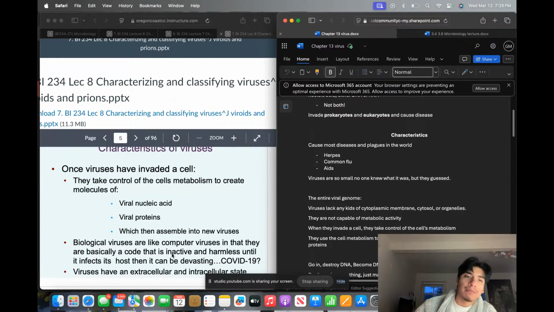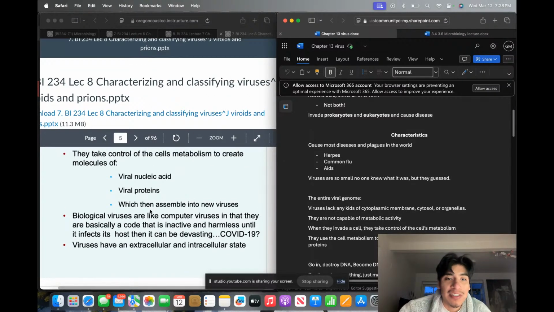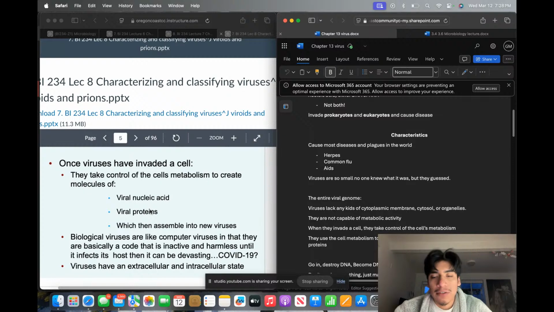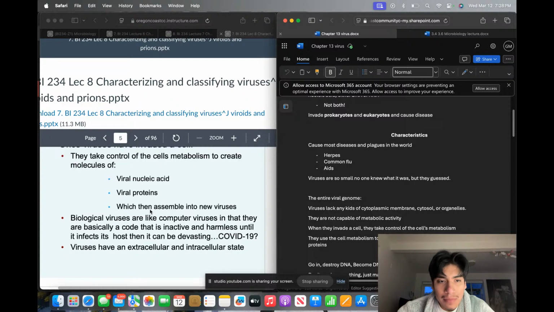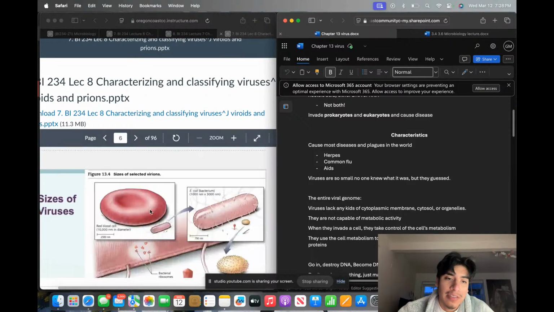All right, so let's see. Once viruses have invaded a cell, they take control of the cell's metabolism to create molecules of viral nucleic acid and viral proteins, which they assemble into new viruses. We're going to get into what virus replication is later on, but once it gets into the cell, all it's doing is replicating. Biological viruses are like computer viruses in that they are basically code that is inactive and harmless until it infects its host. And it's devastating. Viruses have an extracellular and intracellular state.